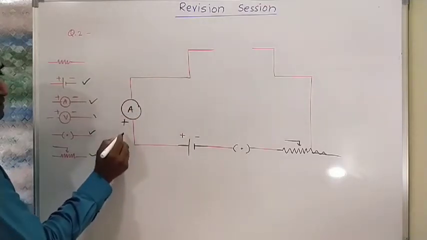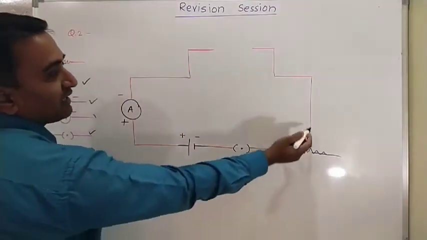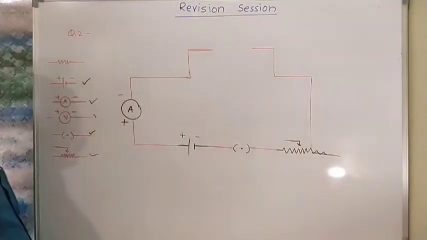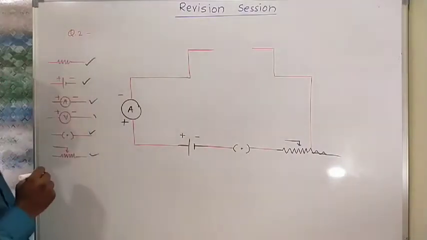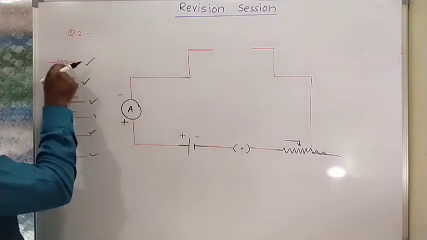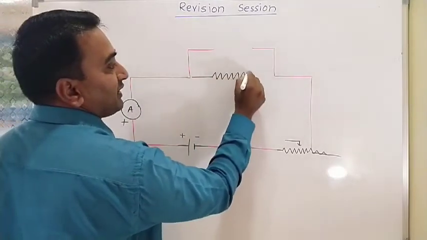Positive end is towards positive, negative end is towards negative, because electrons are flowing like this, so negative to positive. Then we want to measure the resistance of this circuit. So here we want resistance. This is a resistor we have joined here.